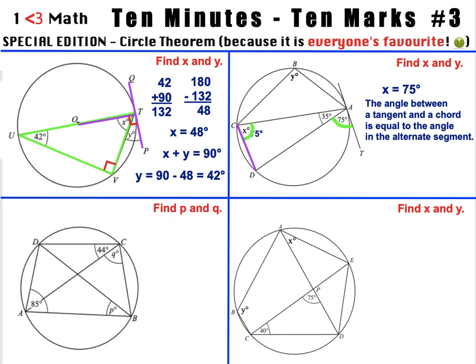I'm just jumping ahead there, I'm going to jump back a second. So x equals 75 degrees, we can't see the 75, it's hiding behind the angle, but trust me, x equals 75 degrees. Now, we now need to find y.